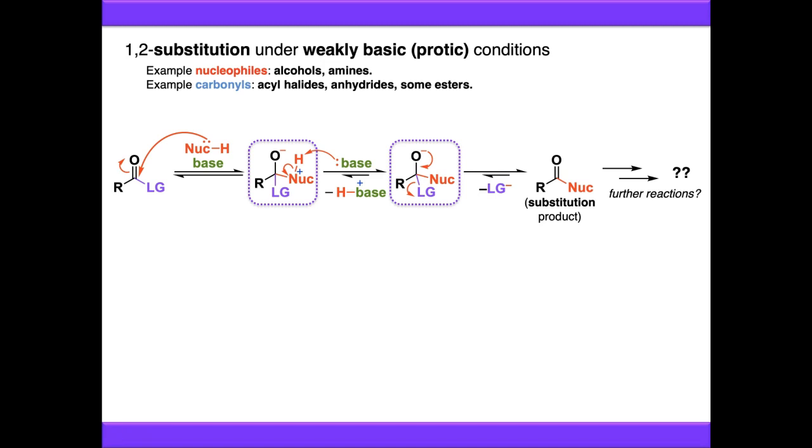So what we can also do under these type of reaction conditions is if we've got a substrate which has potentially not a great leaving group attached, we can use the base as a sort of proton shuttle to transiently protonate this guy and encourage it to leave.